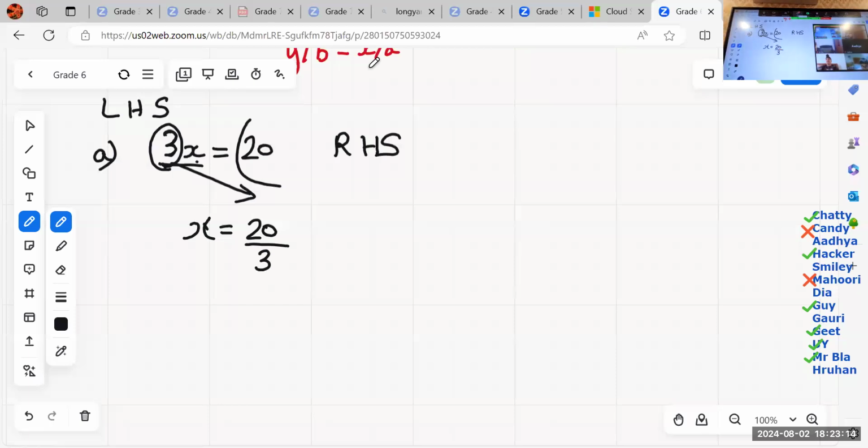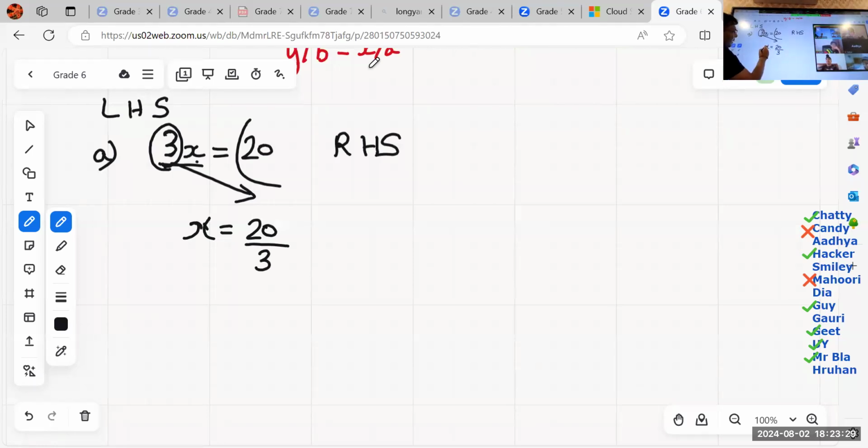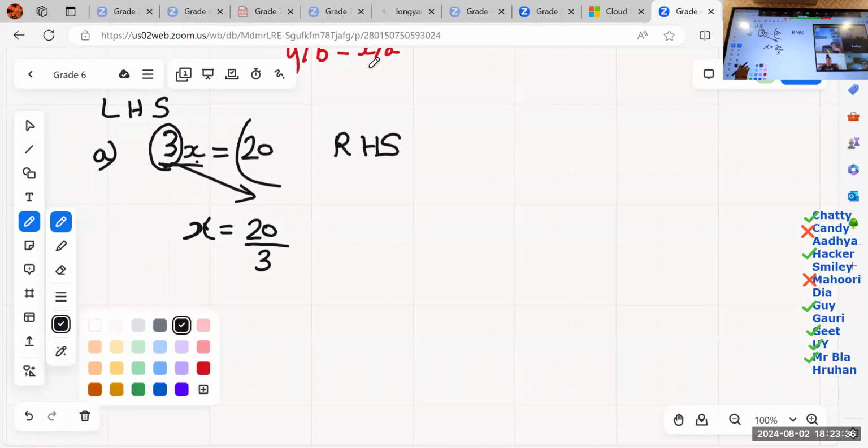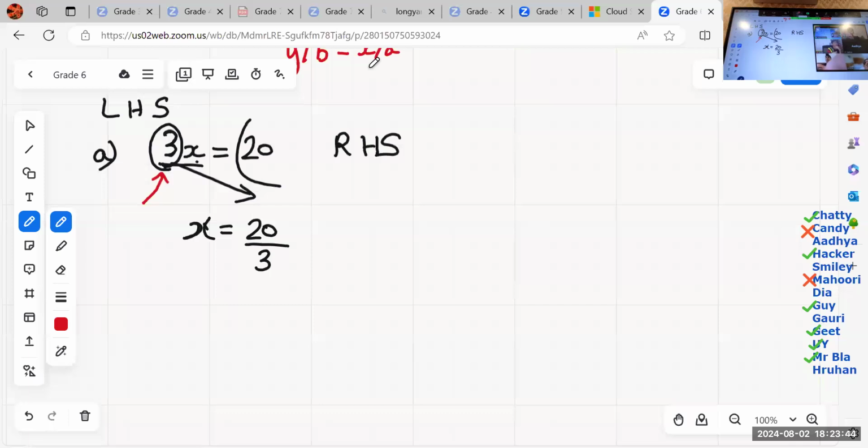Can you explain what happens if it is division? If it is division, it will go to the other side and become multiplication. Just one thing you have to keep in mind: if it is multiplication, it should multiply the whole left hand side. Is this 3 being multiplied to the whole left hand side? Yes or no? Yes, sir. So then we can take it down to the other side and make it the denominator.